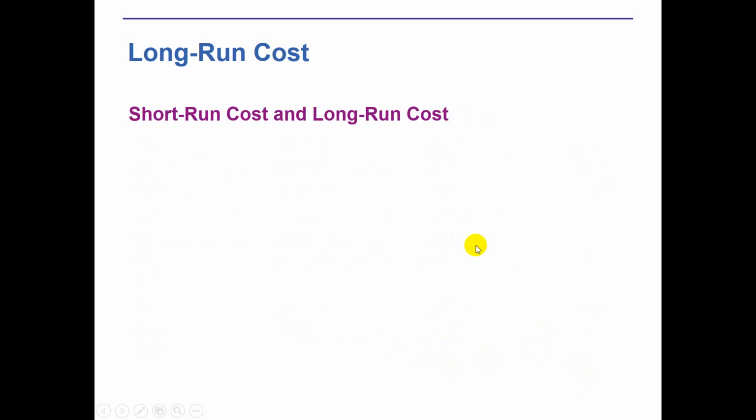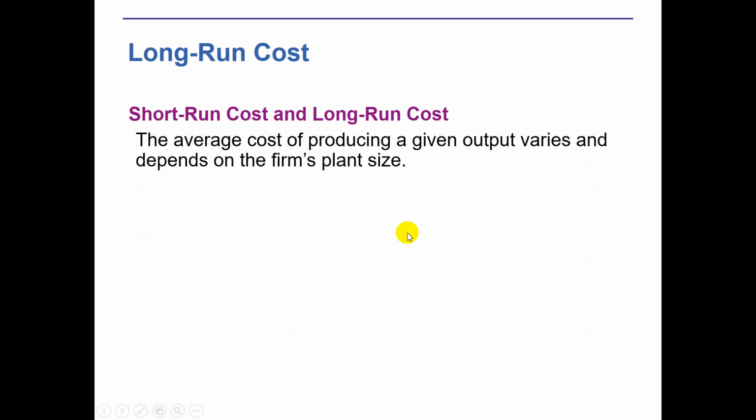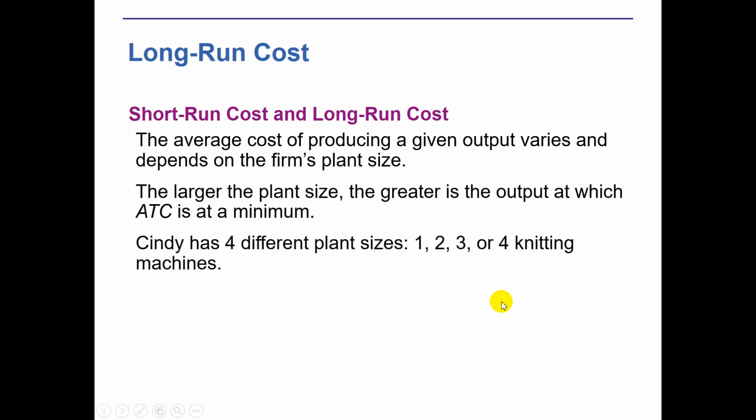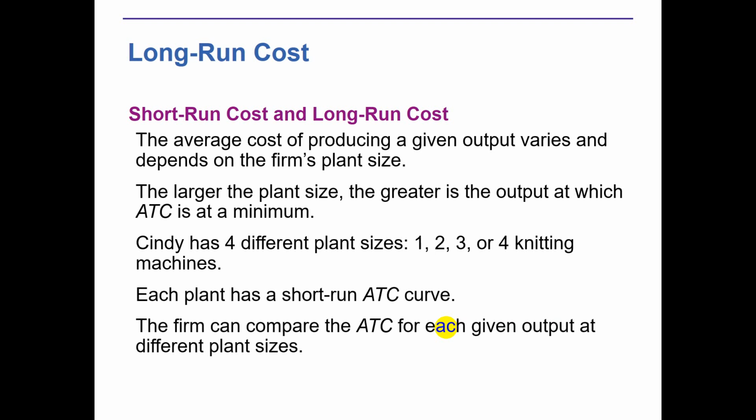So what is the short run and long run cost here? The average cost of producing a given output varies and depends on the firm's plant size. The larger the plant size, the greater is the output at which average total cost is at minimum. For example, Cindy has four different plant sizes, 1 to 4 knitting machines, and each plant size has a short run average total cost curve. So the firm can compare the average total costs for each given output at different plant sizes.